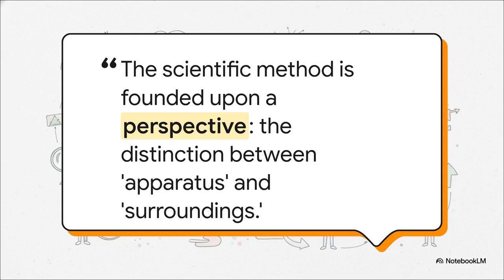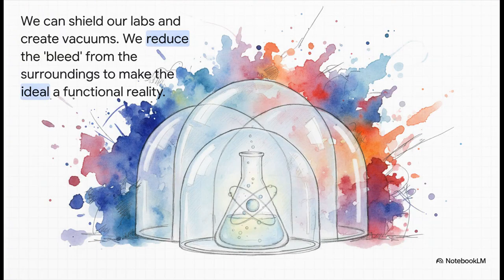But that line isn't a feature of nature. It's a line we draw in our own minds. Now, to be fair, the pragmatic defense is pretty solid. We build shielded labs, we create vacuums, we do everything we possibly can to isolate our experiments from the rest of the universe. We try our best to make that imaginary line a physical reality, to reduce all that noise from the outside world until it basically doesn't matter.